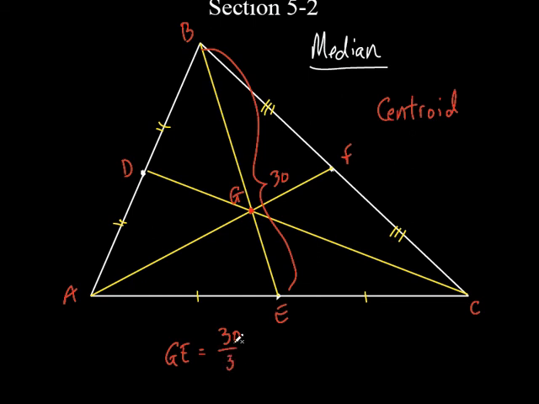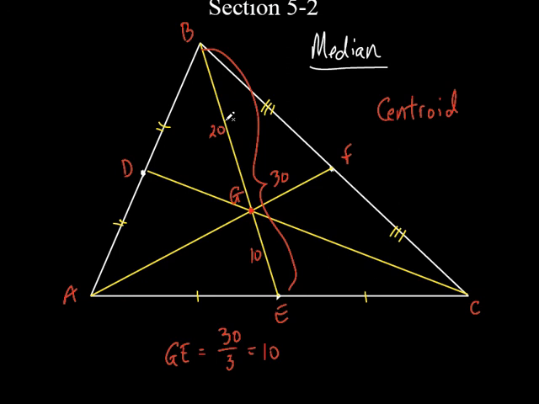Because 1/3 is the same as dividing by 3, isn't it? All right, so 30 divided by 3 is what? 10. So GE is 10. Now, BG should be easy to find. What's BG? It's 20, right? Because this is twice as long as this one right here. So if this is 10, this has to be 20. Does that make sense? Am I getting it?